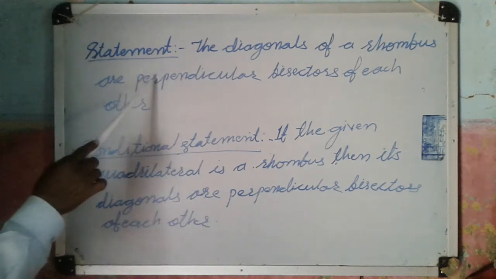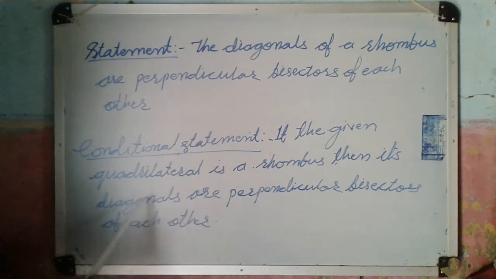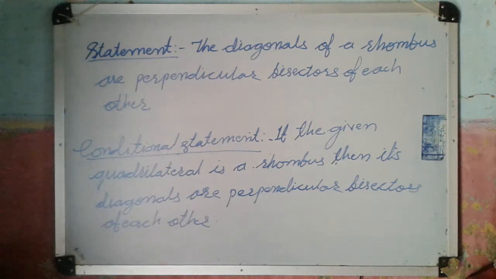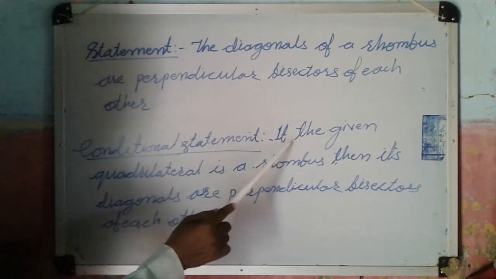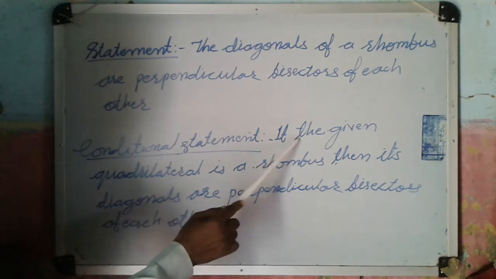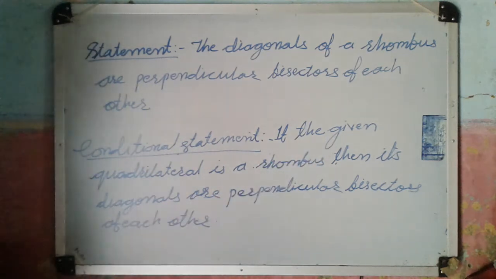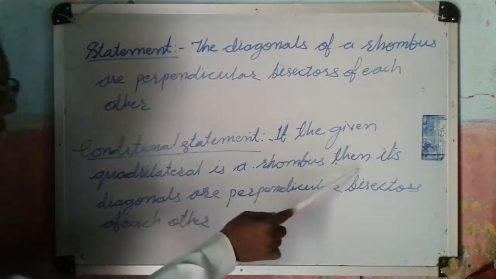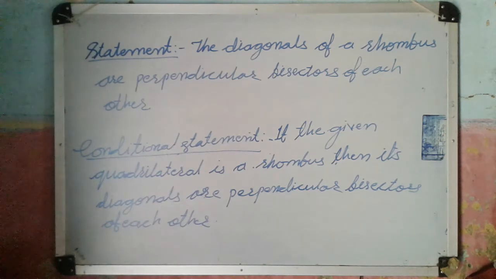Now, this statement is written as a conditional statement, and this type of statement is called a conditional statement. So, in this conditional statement, two parts are there. The part following if, that means one part, is the given quadrilateral is a rhombus. This is one part. And the part following then, its diagonals are perpendicular bisectors of each other. This is the second part.